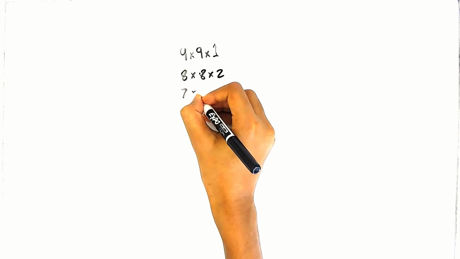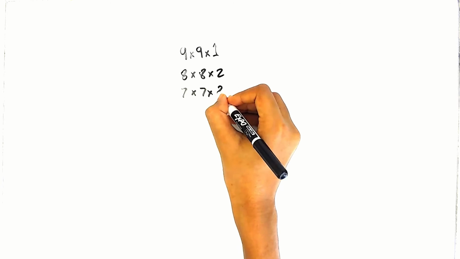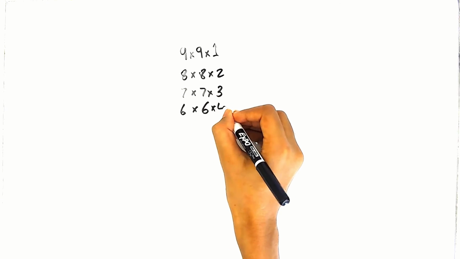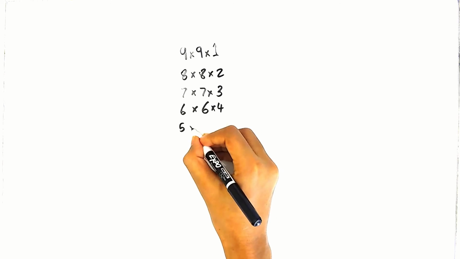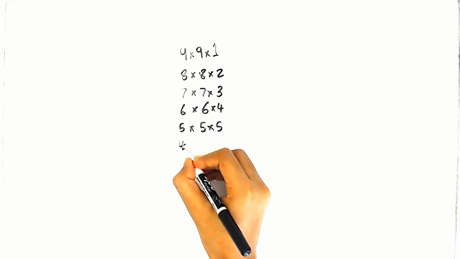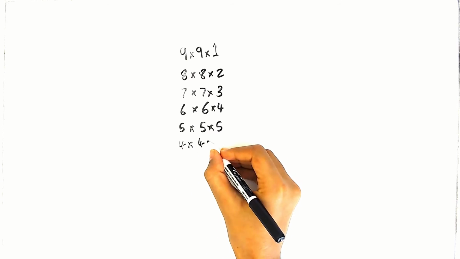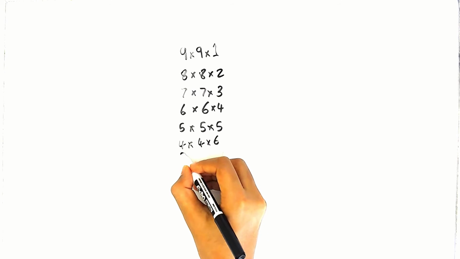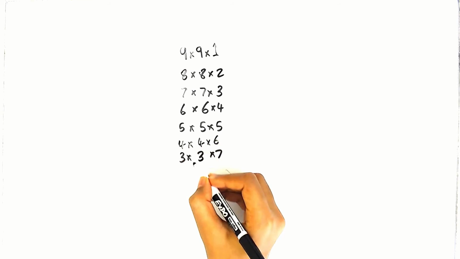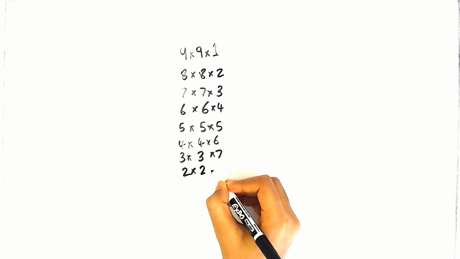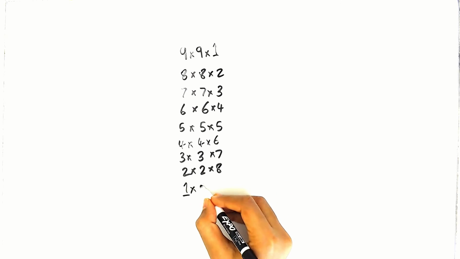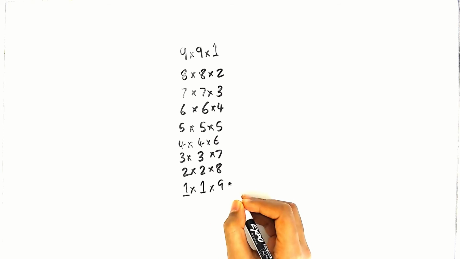7 times 7 times 3, 6 times 6 times 4, 5 times 5 times 5, 4 times 4 times 6, 3 times 3 times 7, 2 times 2 times 8, 1 times 1 times 9.